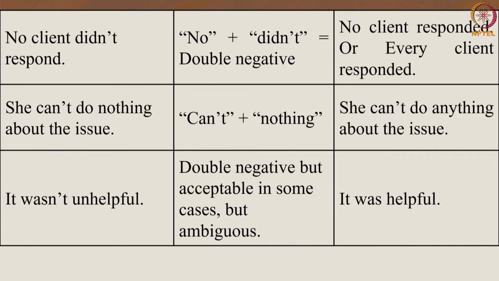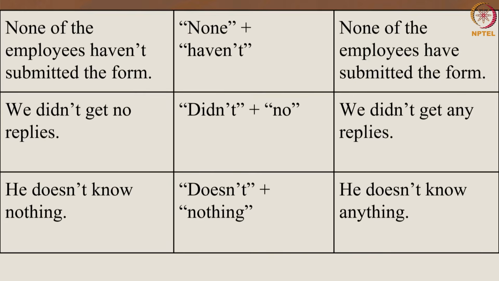Next one. It wasn't helpful. So, double negatives but acceptable in some cases and also, ambiguous. It was helpful is the correct one. We do not say it wasn't unhelpful, which means it was helpful. Next one. None of the employees haven't submitted the form. None itself is negative. So, none plus haven't. Problem of double negatives. It should be none of the employees have submitted the form.